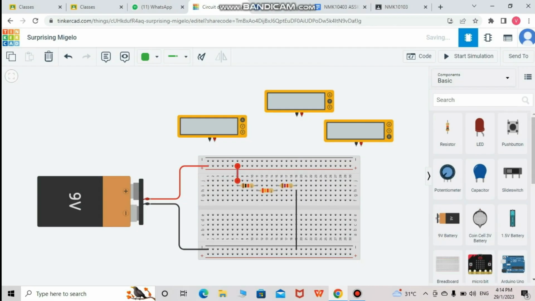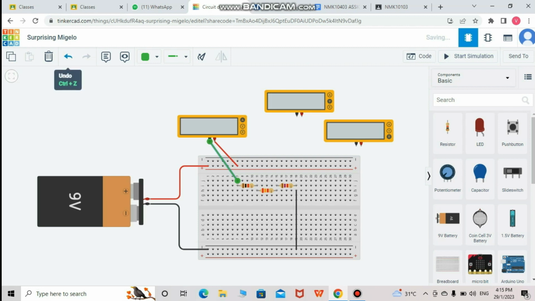Now I will show how to measure current in a series circuit. First we need to change the multimeter to ampere. Okay, the reading is 1.80 milliampere.